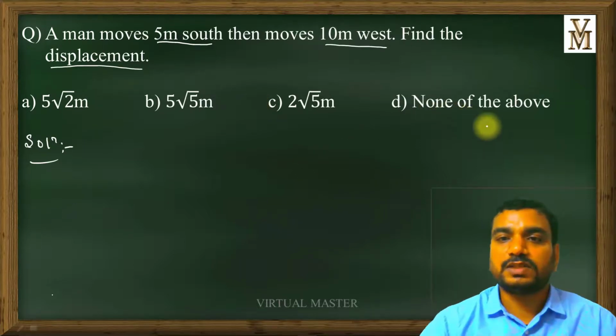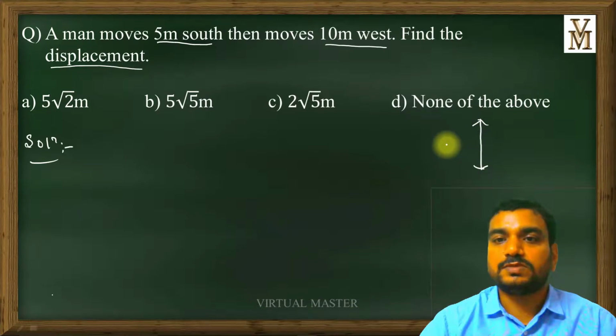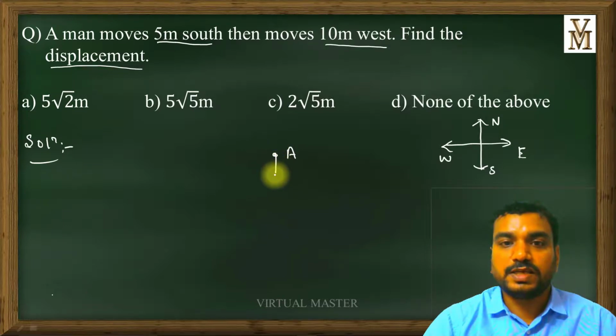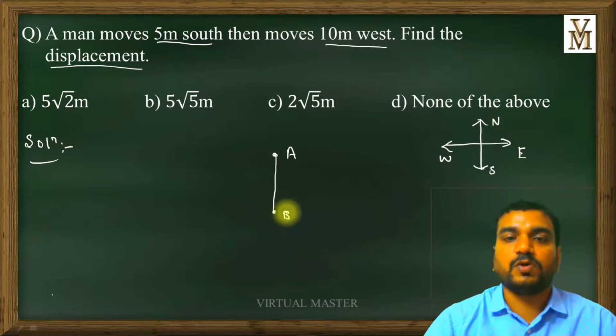Now for the reference, I am drawing the directions also. North, east, west and south. This is north, this is south, east and west. Now let us assume the man is starting from point A. From point A is moving 5 meters towards south. I will call this point as point B. And the distance between A and B is 5 meter.